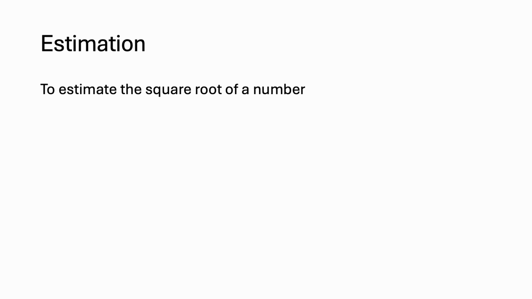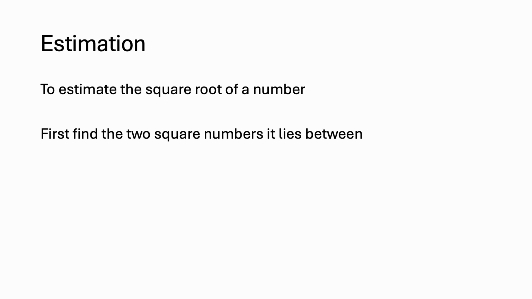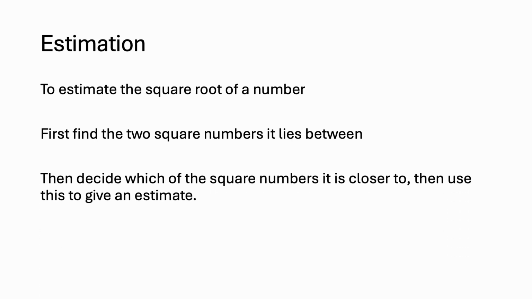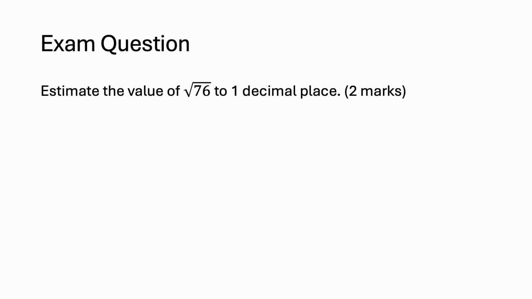So now, what if we have to estimate a square root of a number? To estimate a square root of a number, we need to first find the two square numbers it lies between, and then decide which of the square numbers it is closer to, then use this to give an estimate. So let's look at this question here. Estimate the value of root 76 to 1 decimal place.